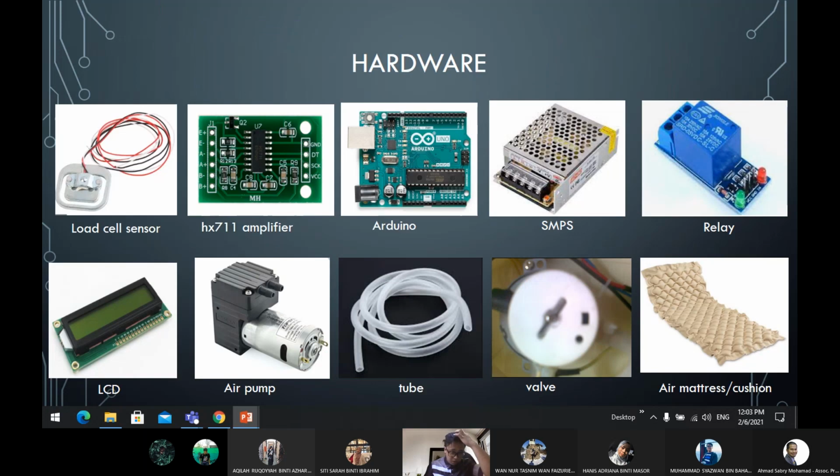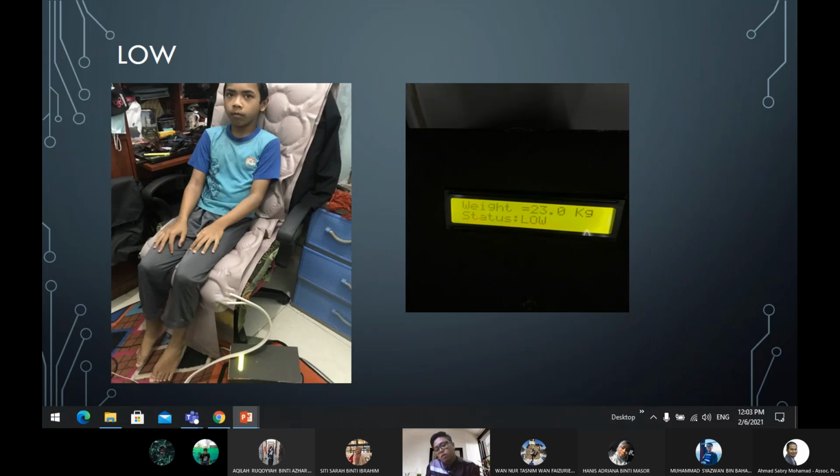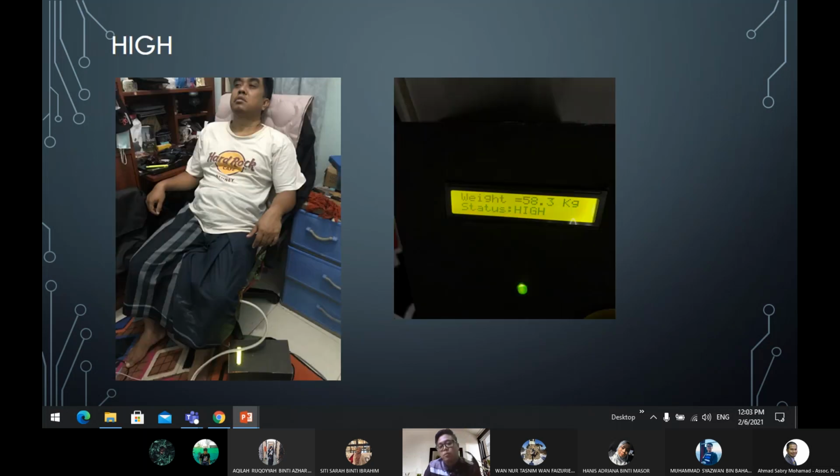Okay, this is the hardware that I used in my final year project. For the result and discussion, I used three different persons. First is my little brother, and it shows his weight and the status. For medium, it is about 39.4 kilograms. And the biggest, my father, is 58.3 kilograms. And the pump will turn on based on the status.